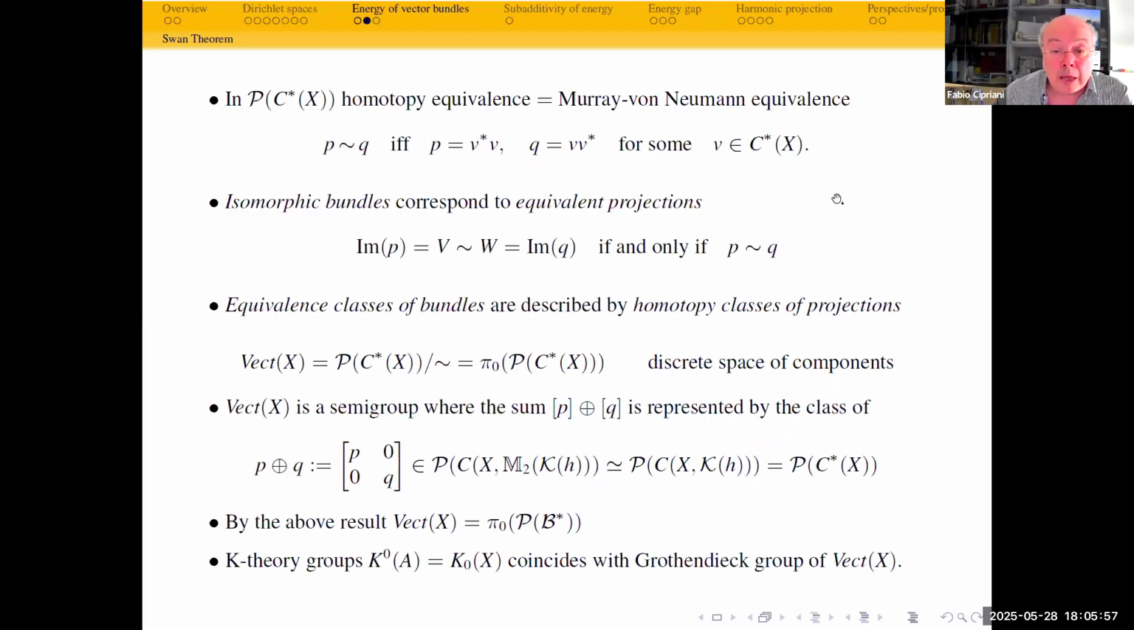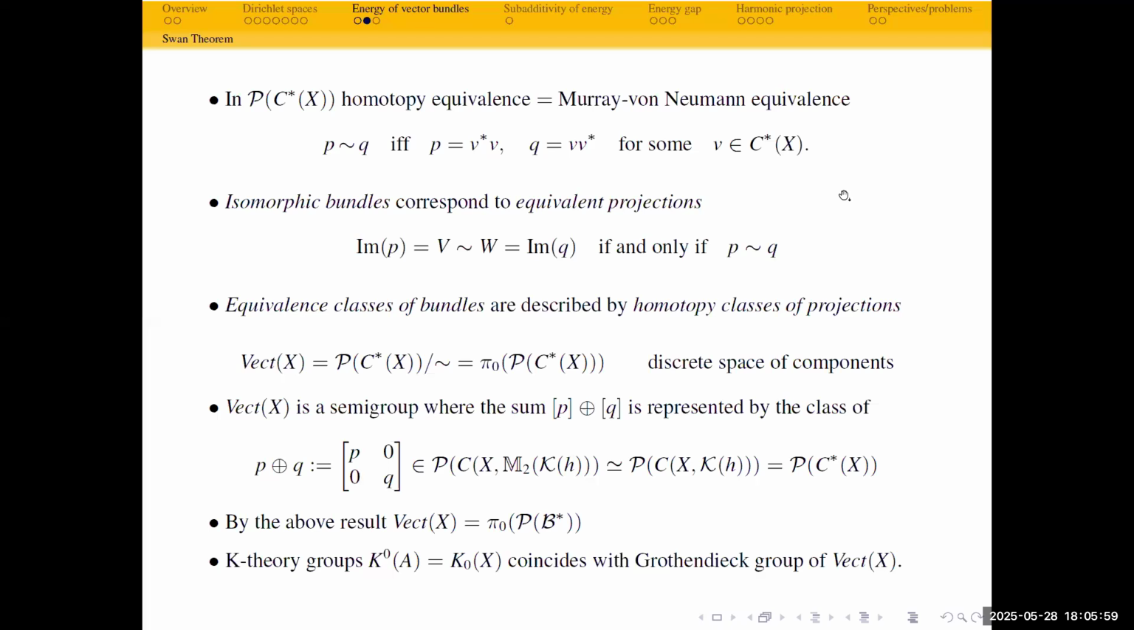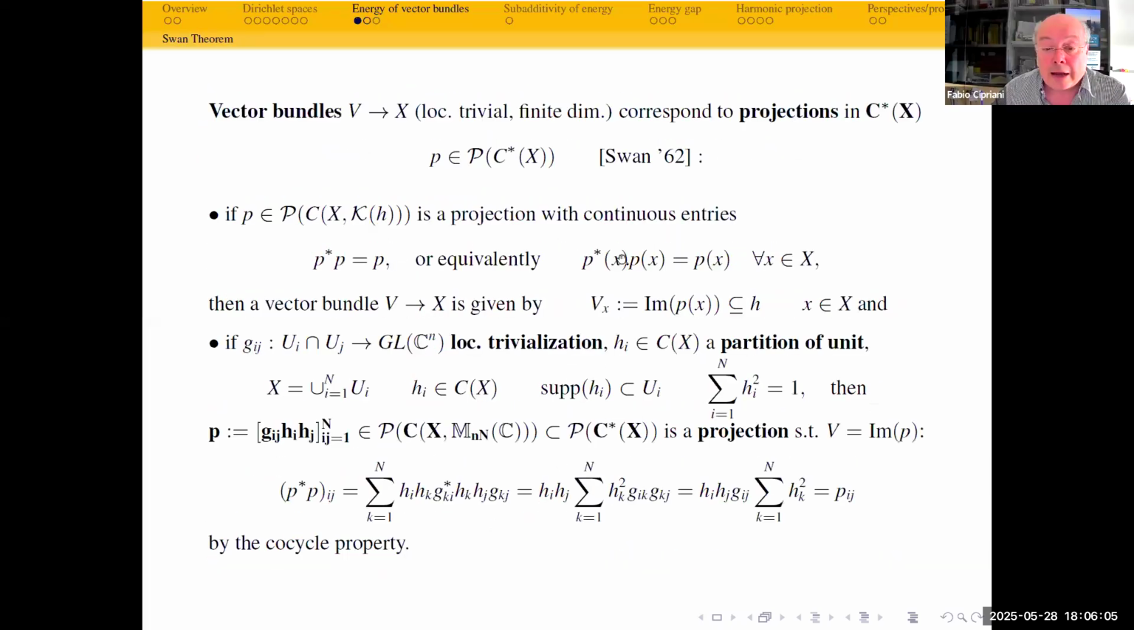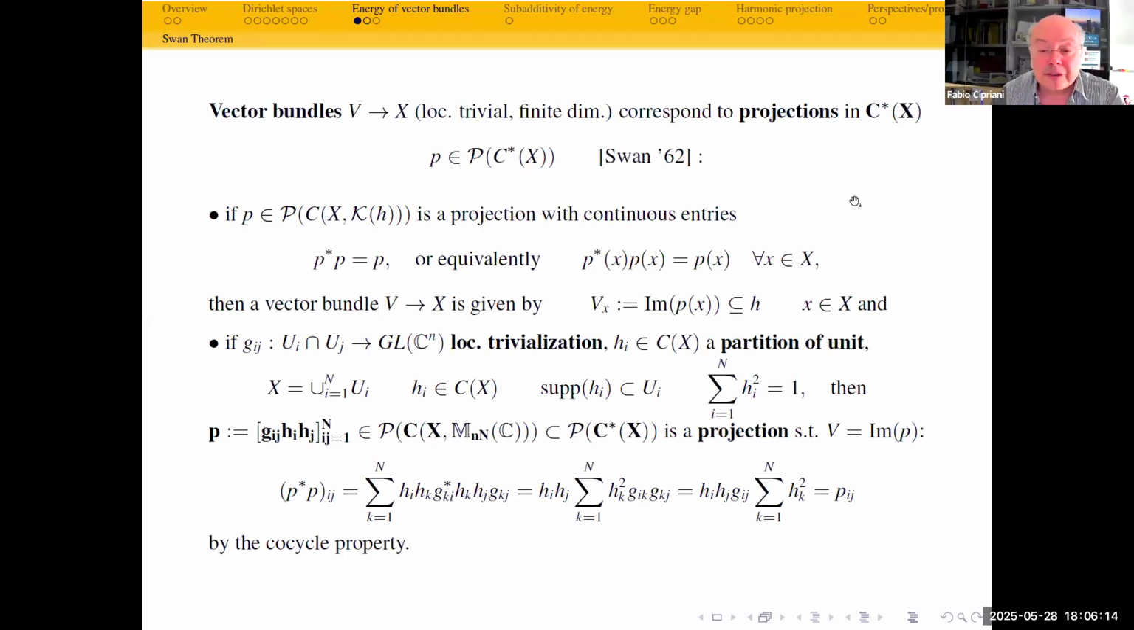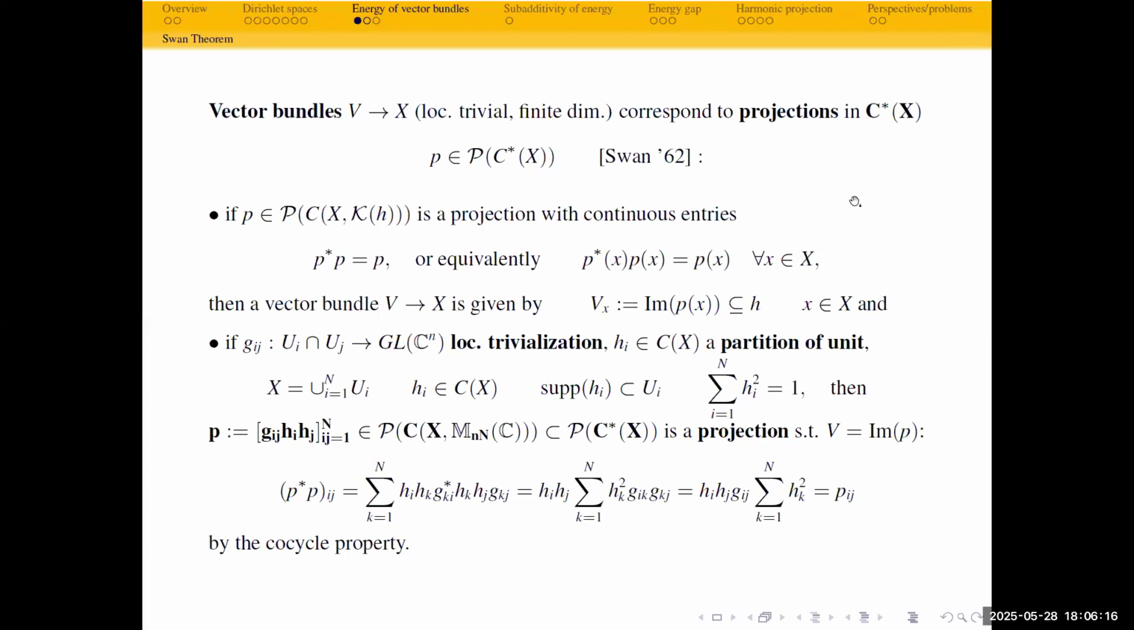Maybe let me quickly add that this last point on your previous slide is beautifully explained in Karoubi's book about K-theory. Yeah, this one, with local triviality and how you get the projection. That's very nicely done in Karoubi's book.